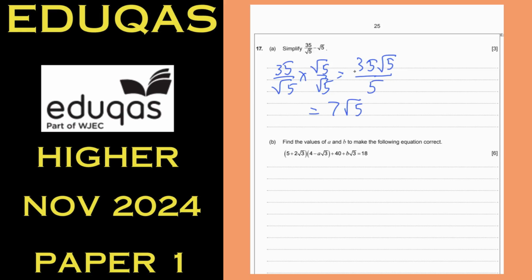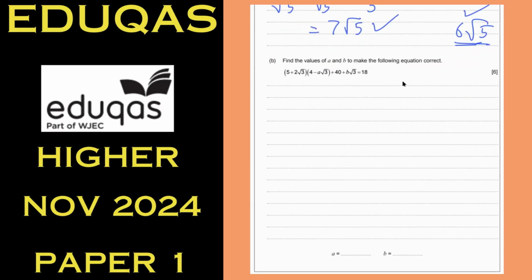And let's go back to the question. 7 root 5, take away root 5. 6 root 5 for your final answer. 1 for multiplying, attempting to rationalise. 1 mark for getting 7 root 5. 1 mark for realising the final answer.